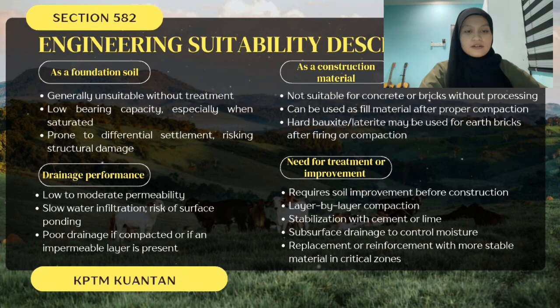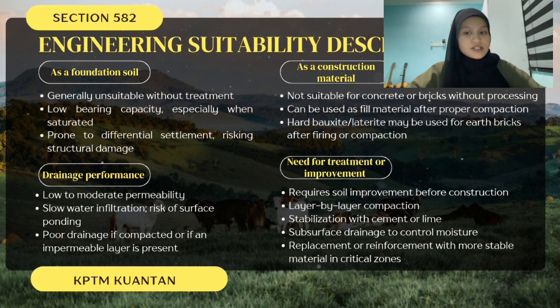Next, drainage performance. The soil has low to moderate permeability, which means that water moves through it slowly. This can lead to water ponding on the surface, especially when the soil is compacted or if there is an impermeable layer beneath it. And the last one, need for treatment or improvement.